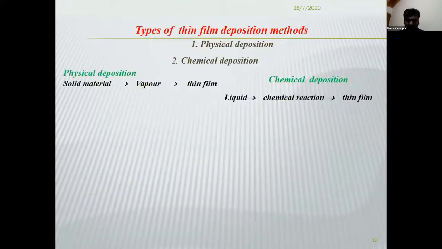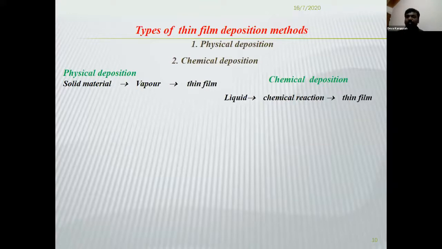So, types of thin film deposition methods. There are two main types of thin film deposition. One is physical vapor deposition, and the other is chemical deposition. Physical vapor deposition means a solid material is directly vaporized onto a substrate, finally giving a thin film.